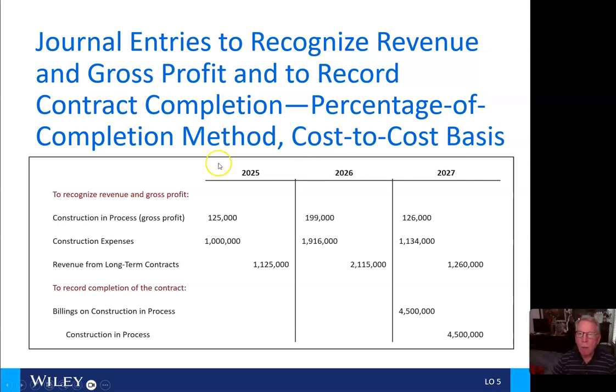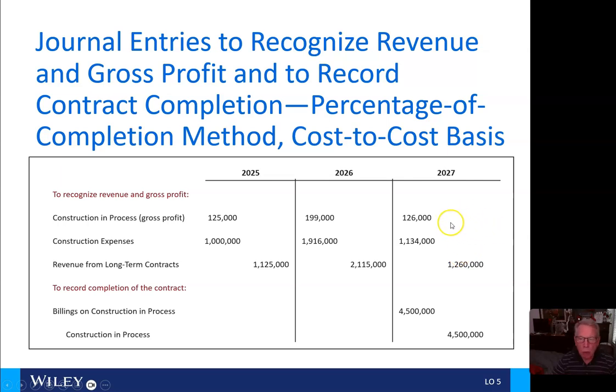All right. Now, the journal entries to record revenue and gross profit and to record the contract completion on a percentage of completion basis, cost to cost. Here, we're going to recognize revenue and gross profit, $125,000. The construction expenses were $1 million. So the revenue from long-term contracts, $1,125,000. Now, in 2026, our construction in progress becomes the $199,000, construction expenses of $1,916,000, for a total revenue of $2,115,000.